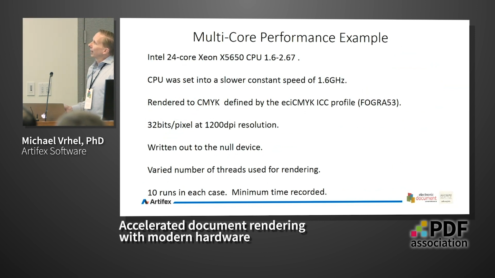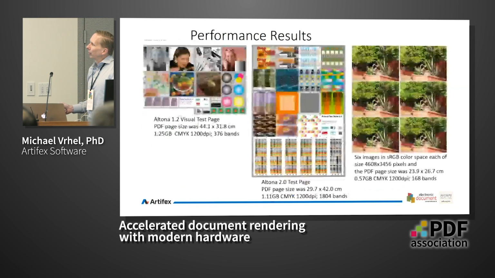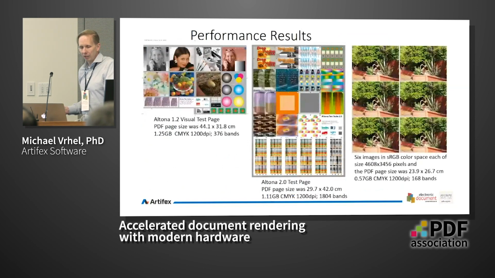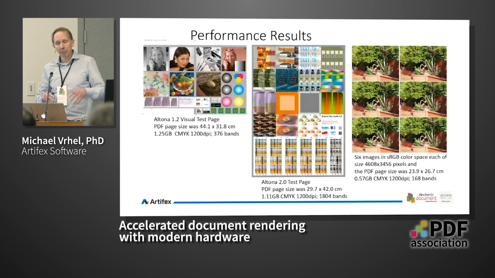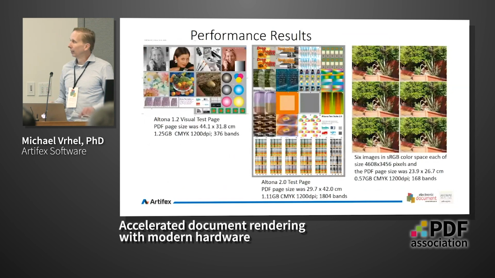The pages that I ran: one was the Altona 1.2 visual test page. When Ghostscript renders this, it breaks the page down to 376 bands, and it's about 1.25 gigabytes of data rendered out to CMYK at 1200 DPI. The Altona 2.0 test page, Ghostscript breaks that down into a little over 1,800 bands as it renders it. And then this page right here was just a series of images, all in sRGB color space, and Ghostscript breaks that down to 168 bands.